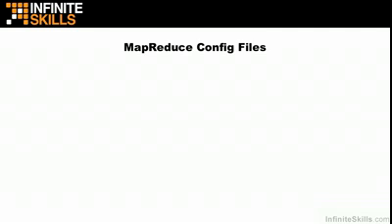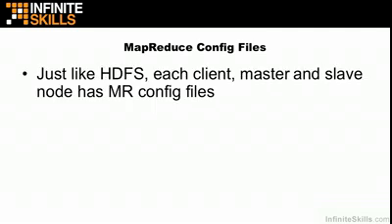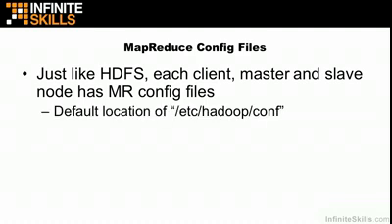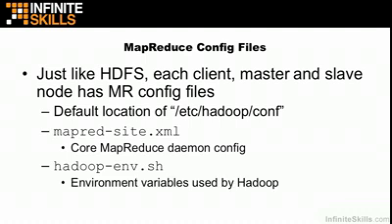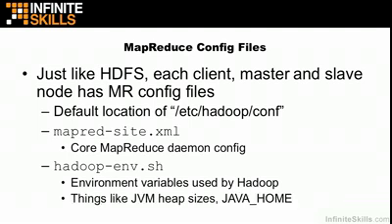MapReduce uses many config files. Just like HDFS, every client, master, and slave node is going to have MapReduce config files. The main two files that we use are both in the default location of etc Hadoop conf. They are mapred-site.xml, which has the core MapReduce daemon configuration, and the hadoop-env.sh file. This is an optional file that sets up various environment variables used by Hadoop. Things like the size and the control of the Java virtual machines, the Java home directory, and so on.